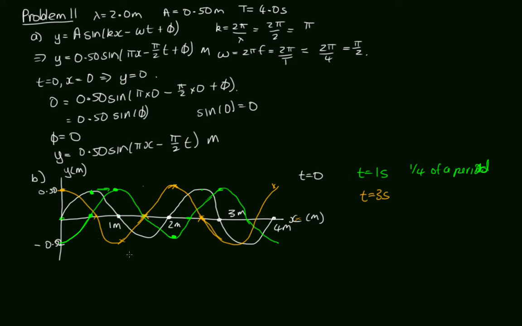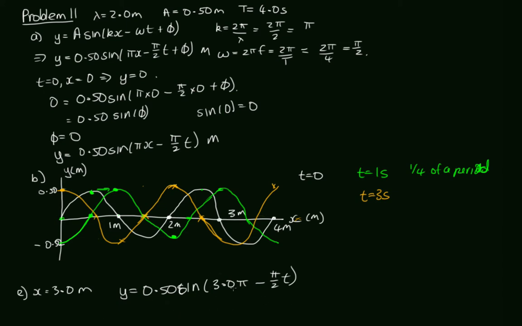Okay, and then part E says, describe how an element of the medium at x equals 3 meters moves as the wave passes. Use an equation and words. For an equation, we can work out the height it has by substituting into here. So we've got 0.50 sine, and then pi x, in this case it's 3 times pi, minus pi on 2 t. So that tells us how it moves as an equation.